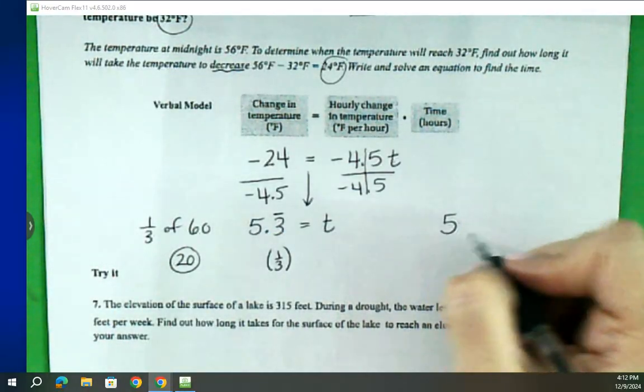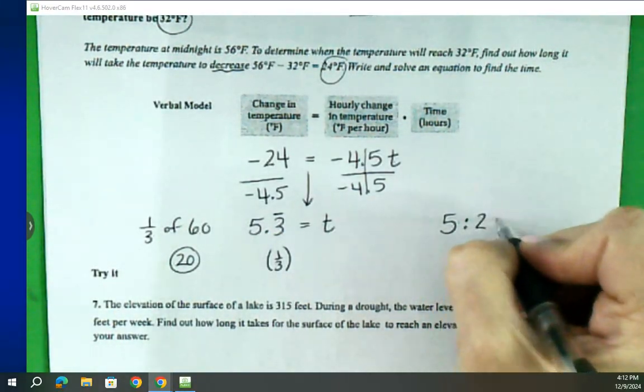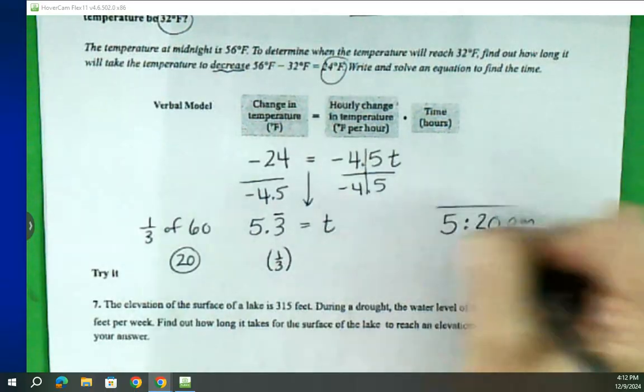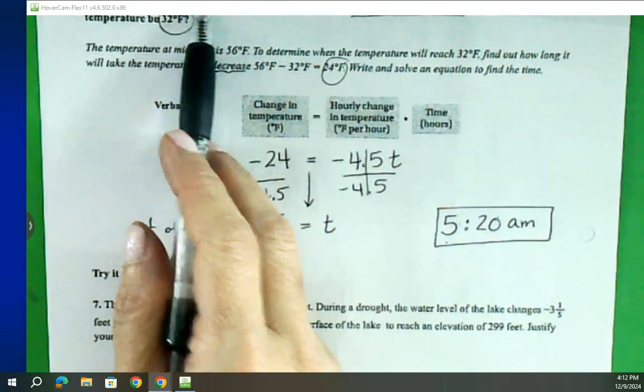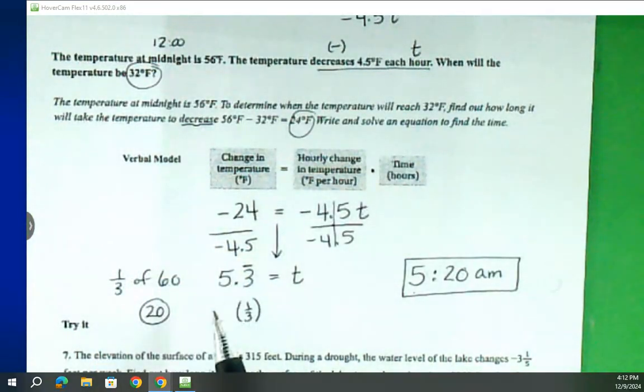So 5:20 a.m. would be the time. Okay, so 5 hours and 20 minutes. We're at midnight. So if we're adding 5 hours, that would get us to 5 a.m. plus the 1/3 is another 20 minutes.